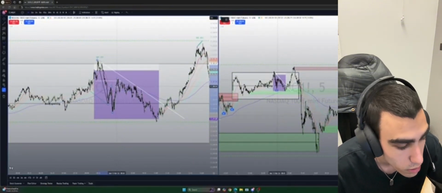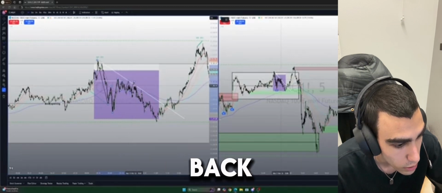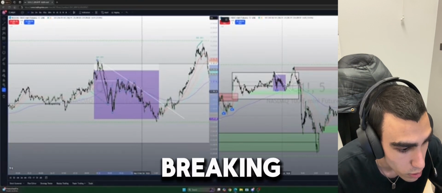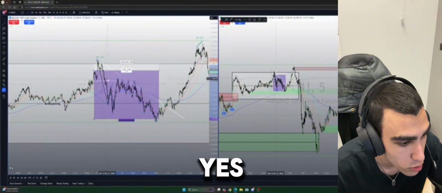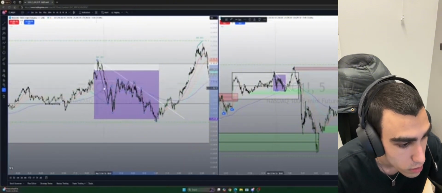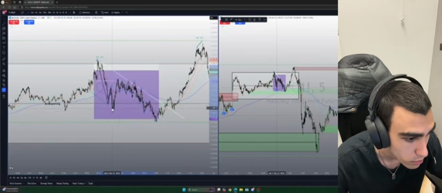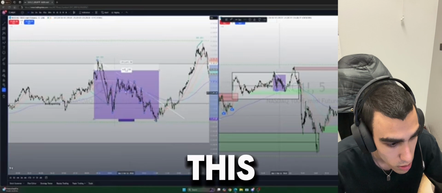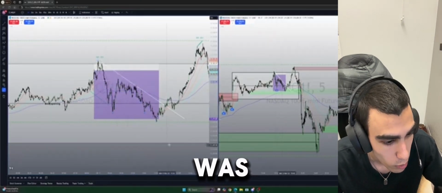You could go long here, but then price just decides to consolidate until we tap back into our trend line. And then from there, we start breaking lower and lower. So yes, you could have entered in right here, let price move further. You could have had a stop loss at break even, would have broke even, which is fine, and then you could have found a re-entry somewhere in this range.